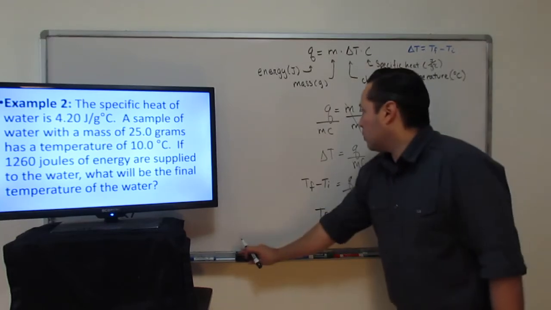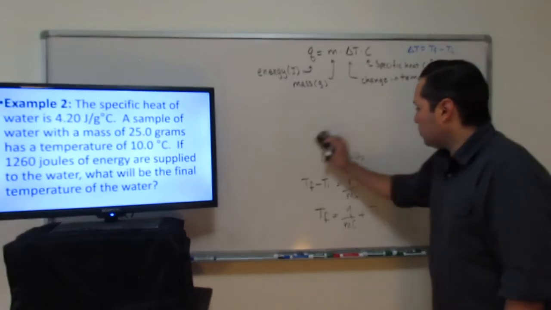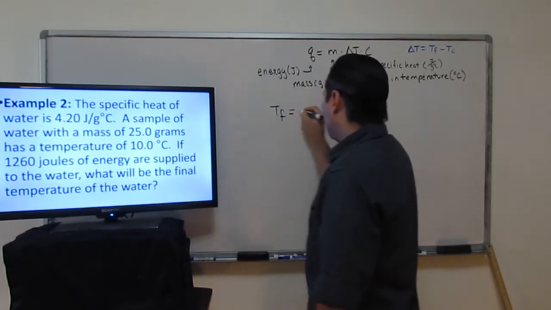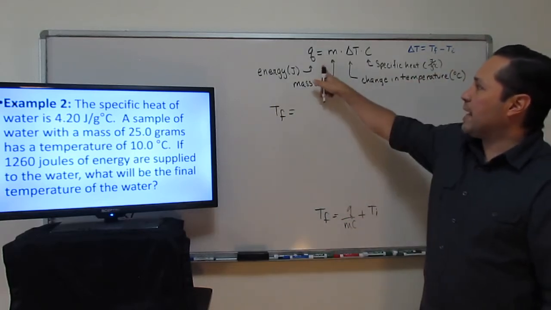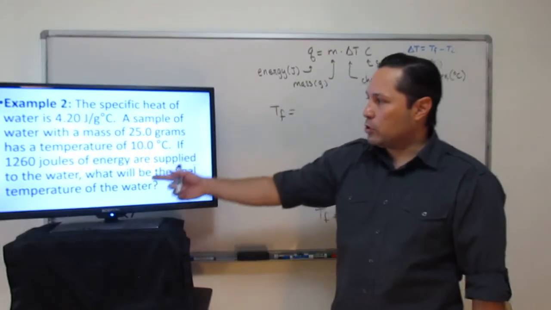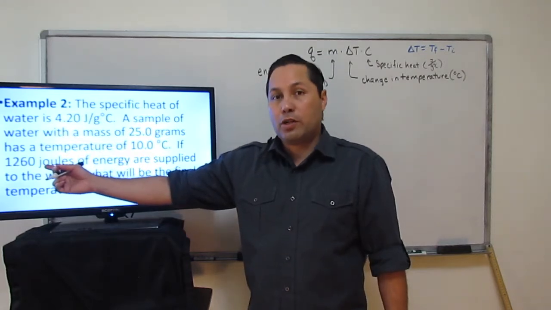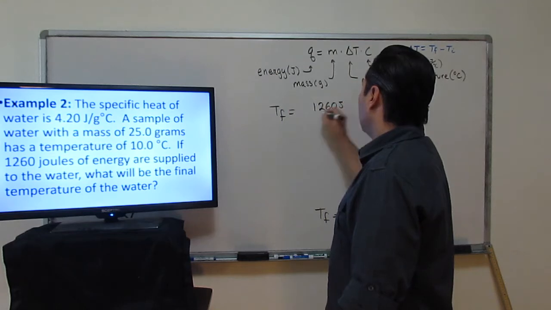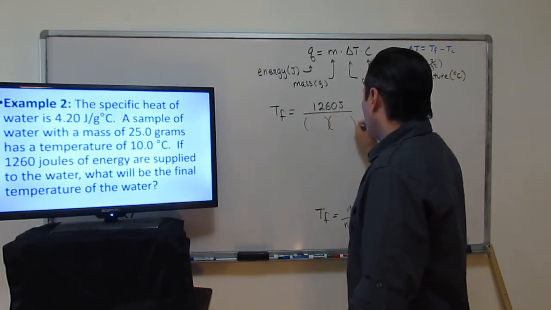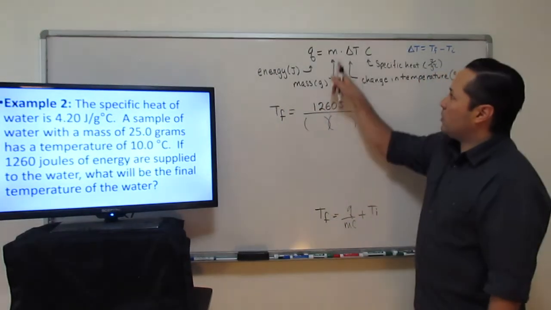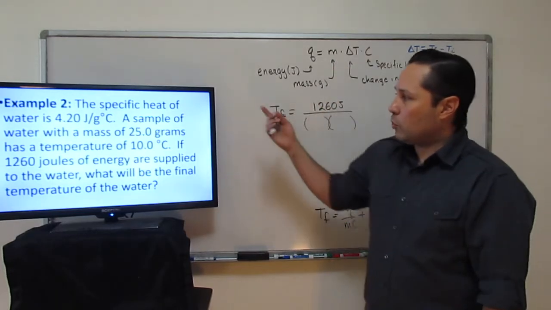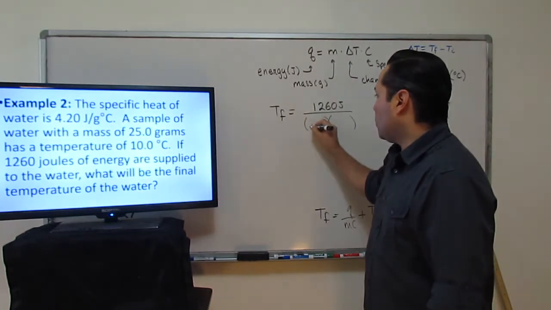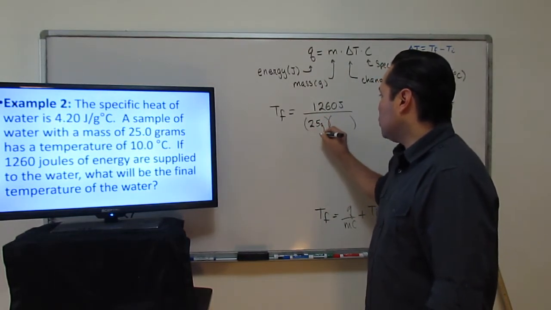So I'm going to erase and work this to give myself a little bit more room. Final temperature is equal to Q. Q is the energy in joules. Out of all of these numbers, there's our Q, 1260 joules, so we put that in the numerator. In the denominator, we have the m, which is our mass in grams. When you look in here, you see 25 grams. That's what goes right there, so it's 25 g.